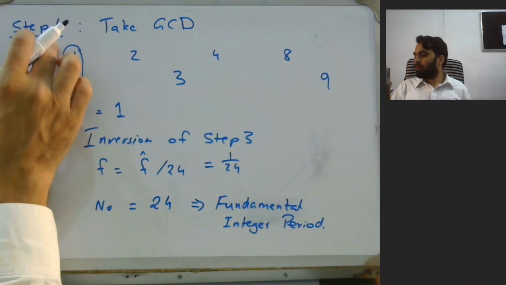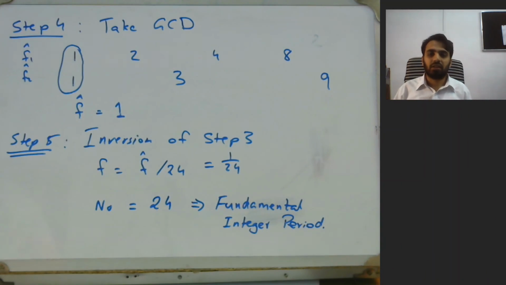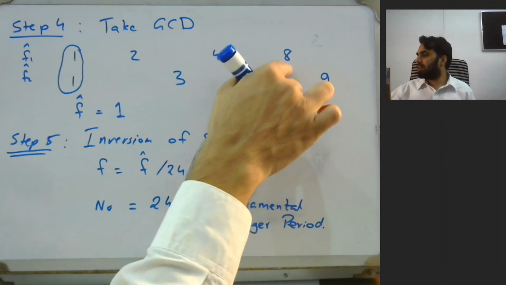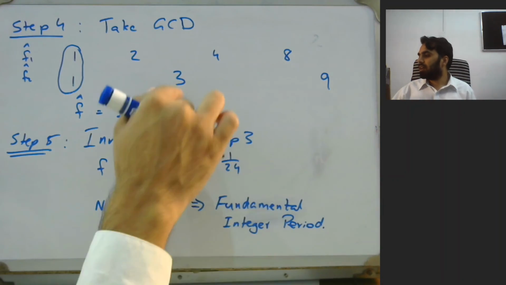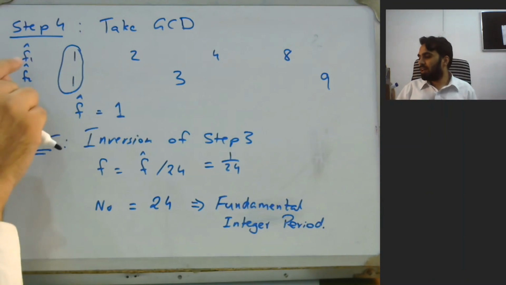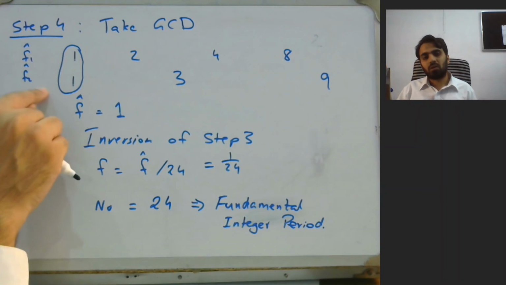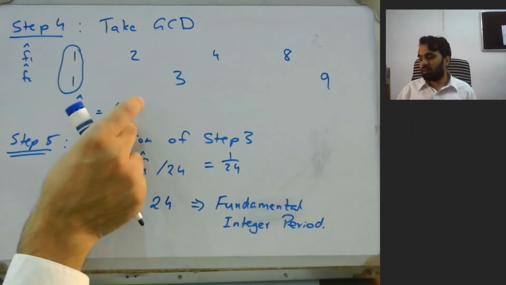So in step 4, for f1 hat and f2 hat, we are going to take the greatest common divisor, GCD. 8 can be divided by itself, 4, 2 and 1, and similarly 9 can be divided by 3 and 1. So the greatest common divisor is simply 1. If we get rid of the subscript 1 or 2 and we have a composite f hat, that is equal to 1, right?